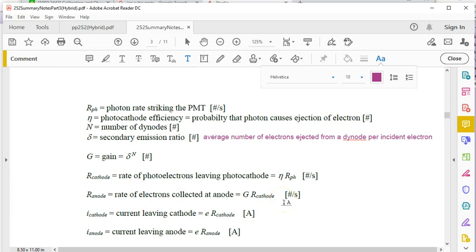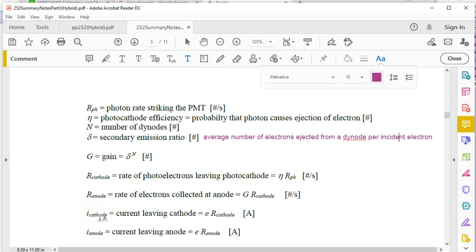Now, we can convert these cathode and anode electron rates into actual currents by simply multiplying by the fundamental charge. Each electron carries the fundamental charge, 1.6 times 10 to the minus 19 coulombs. So if we just multiply the respective rates by the fundamental charge e, we're going to have the current leaving the cathode, I cathode, and the current leaving the anode, I anode. Now, it's the current leaving the anode that you're going to detect, amplify, and measure. But you can also characterize the cathode current in amps.